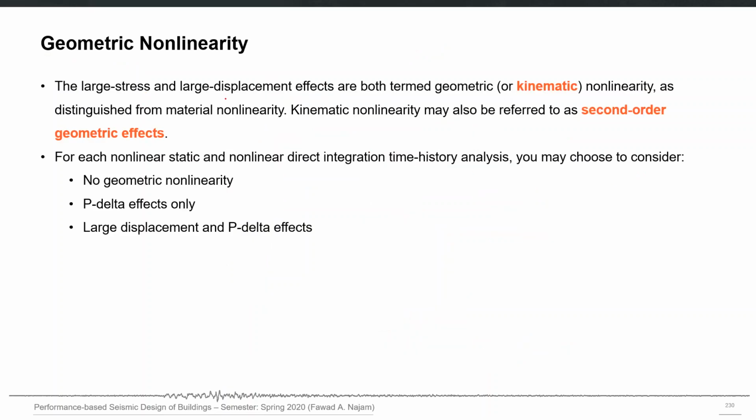The large stress and large displacement effects are both termed the geometric or kinematic nonlinearity, as distinguished from the material nonlinearity. The kinematic nonlinearity may also be referred to as the second order geometric effects. For each nonlinear static and nonlinear direct integration time history analysis, you may choose to consider either no geometric nonlinearity, which means small displacement analysis, P delta effects only, or the true large displacement and P delta effects. This last one most of the time may not be required, and your geometric nonlinearity effects may be captured only from the P delta analysis.